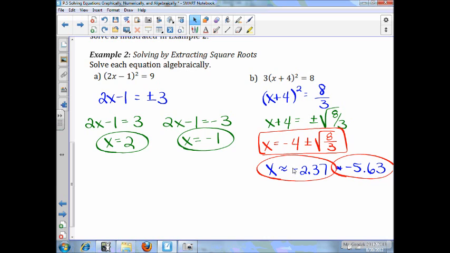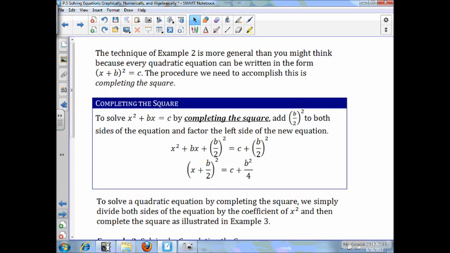Now the technique of example 2 is more general than you might think, because every quadratic equation can be written in the form of x plus b quantity squared equals c. The procedure we need to accomplish this is called completing the square. You will be so good at completing the square this year that you won't want to use any other method.